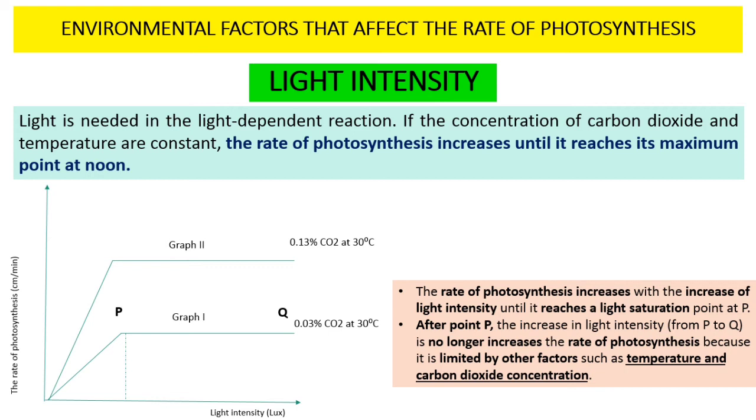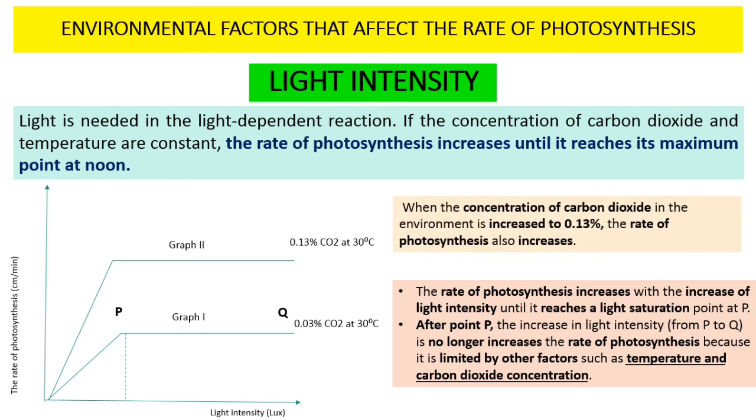So now we manipulate the light intensity. The increase of light intensity will not increase the rate of photosynthesis because it is limited by the temperature and carbon dioxide concentration. So when the concentration of carbon dioxide in the environment is increased to 0.13%, look at the graph. The concentration of carbon dioxide is increased. We increase the concentration from 0.03% to 0.13%. So the rate of photosynthesis will increase. Look at graph 2.